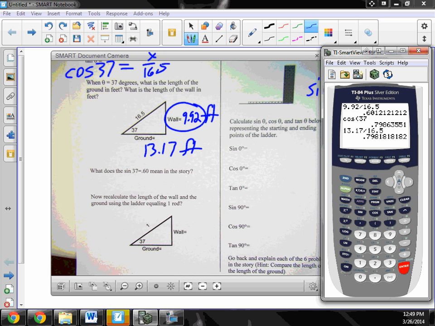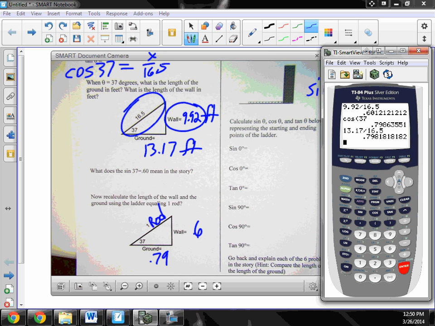All right, well, what if I switched units? So instead of 16.5, what if I used 1 rod? How tall is the wall going to be? Don't touch your calculators. 0.6. It's 60% of 1. What is the ground going to be? 0.79.